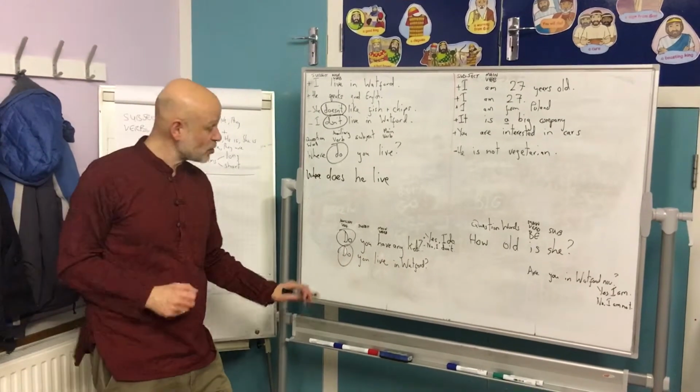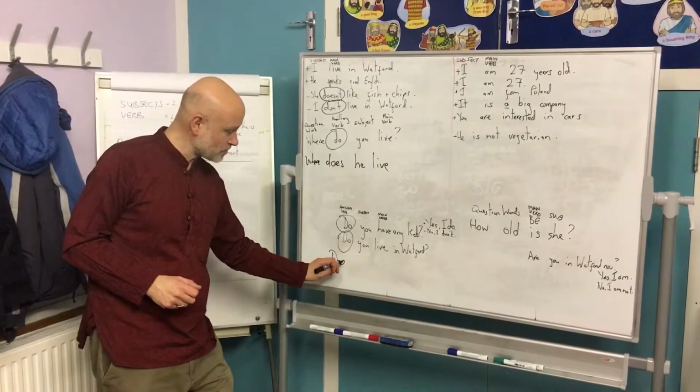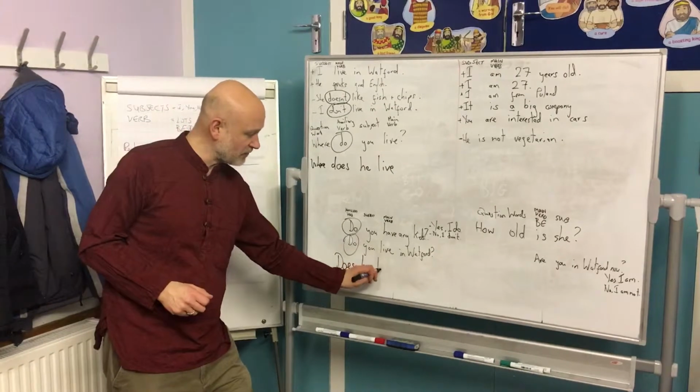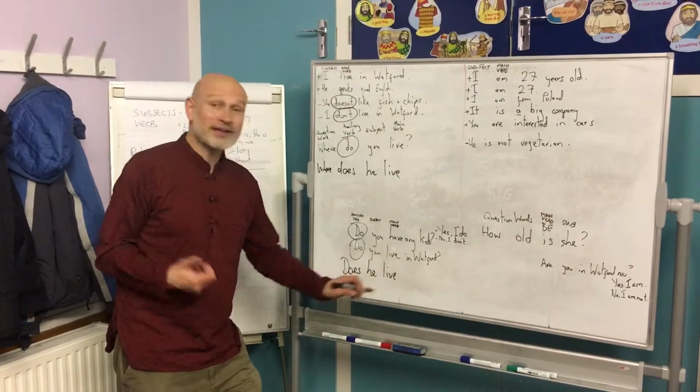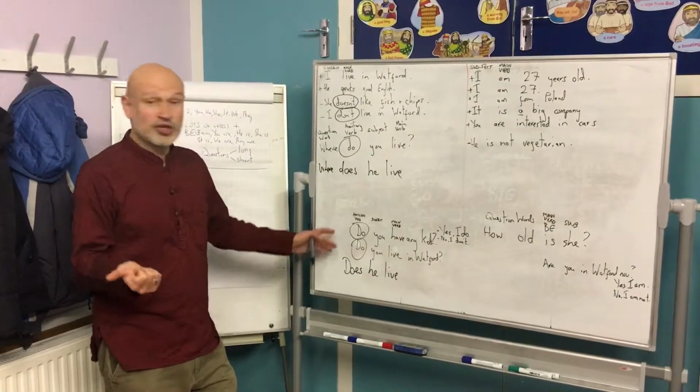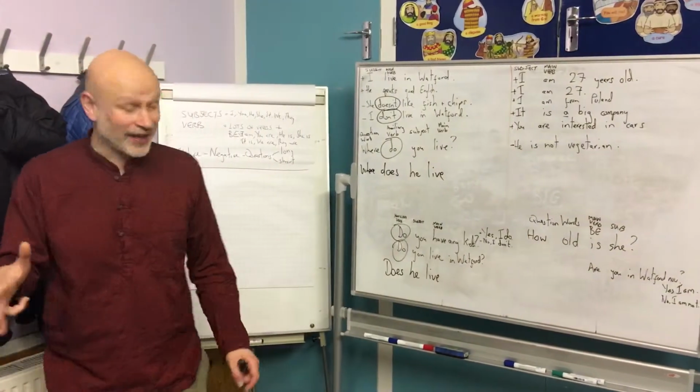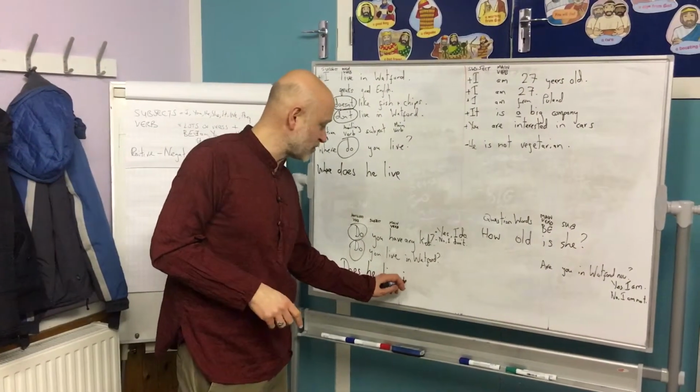For he, she, it, we use does. Does he live? Does for he, she, it. That's it. Does for he, she and it. Do for I, you, we and they. Does he live in Watford?